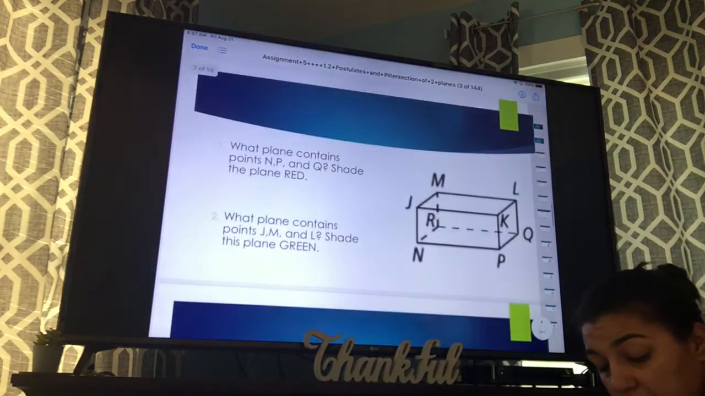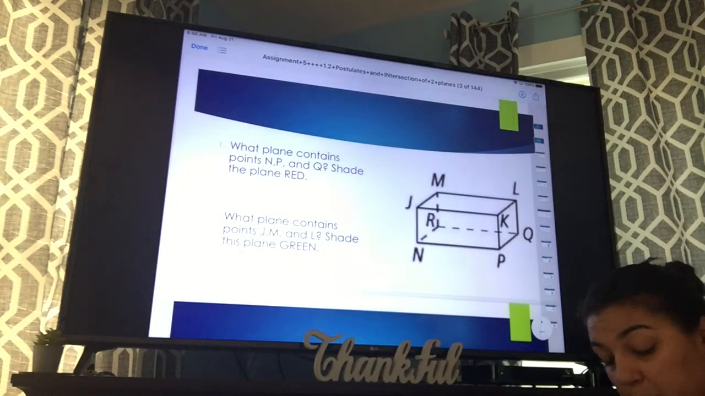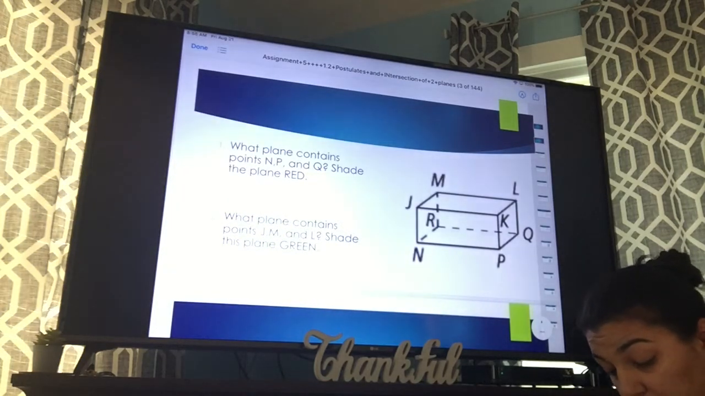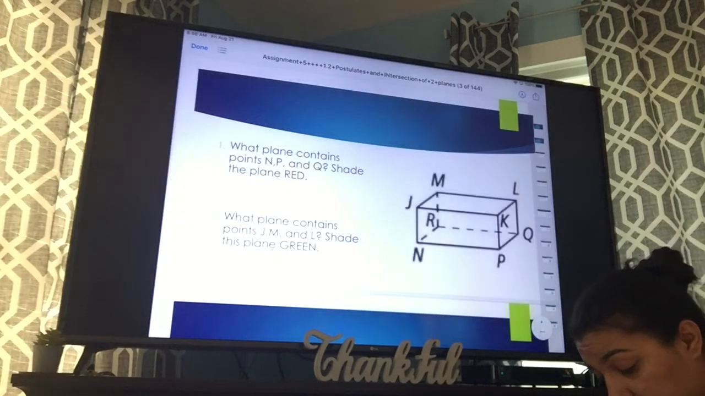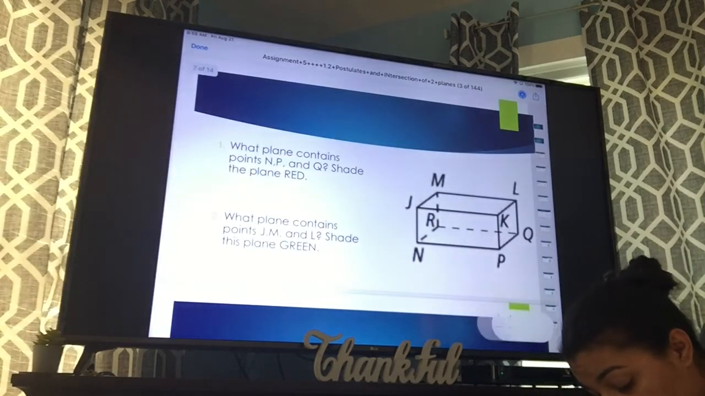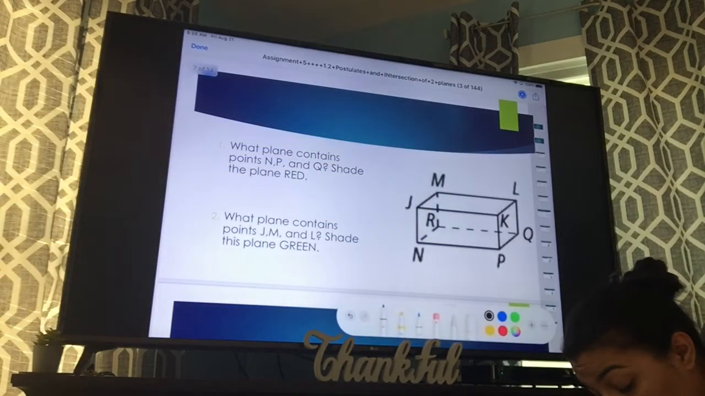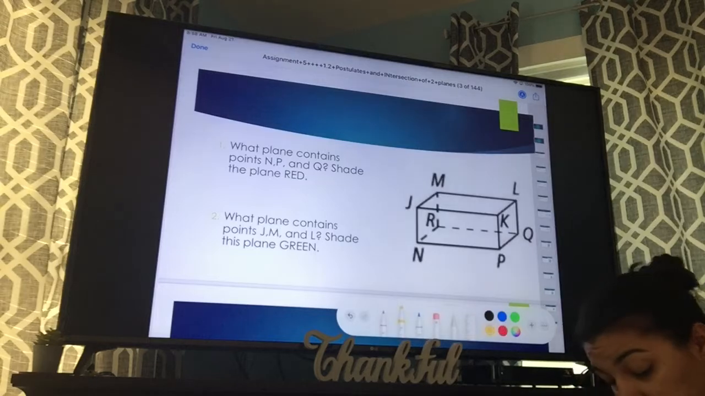Okay, and today we're briefly going to go over, just so you guys can see, the parts of a plane. So, this slide says, what plane contains the points N, P, and Q? Shade the plane red. I tried to say shade it a certain color because you had those colors on your canvas, and I don't know that I do on here. So turn your little marker thing on and you're going to turn it red.